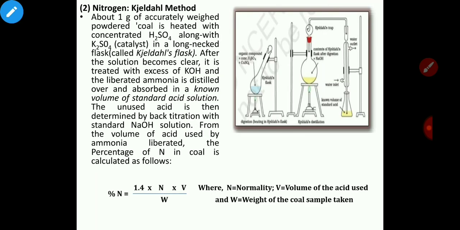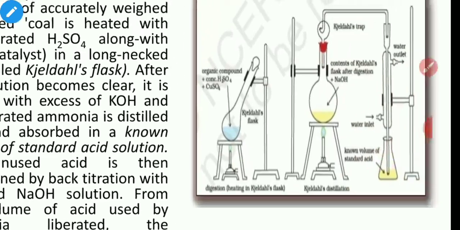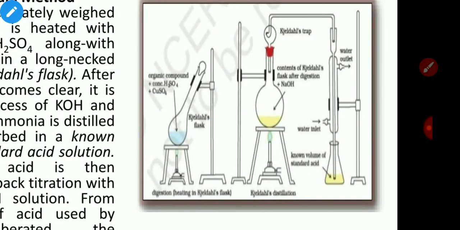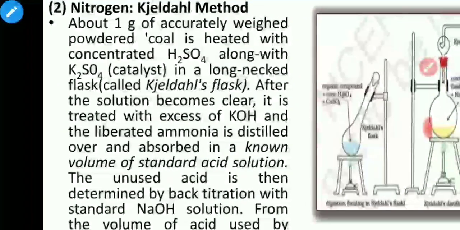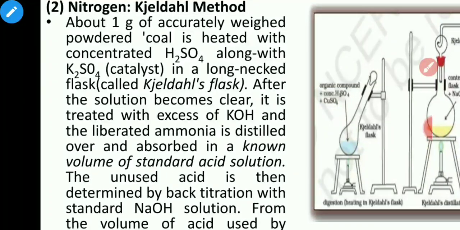Then comes nitrogen. To determine nitrogen we use Kjeldahl's method. In Kjeldahl's method we use an apparatus, the Kjeldahl apparatus. So let us see, about 1 gram of accurately weighed powdered coal is heated with concentrated H2SO4. If we heat the coal sample with H2SO4, whatever nitrogen is there will react with H2SO4 in the presence of a catalyst and form ammonium sulfate.